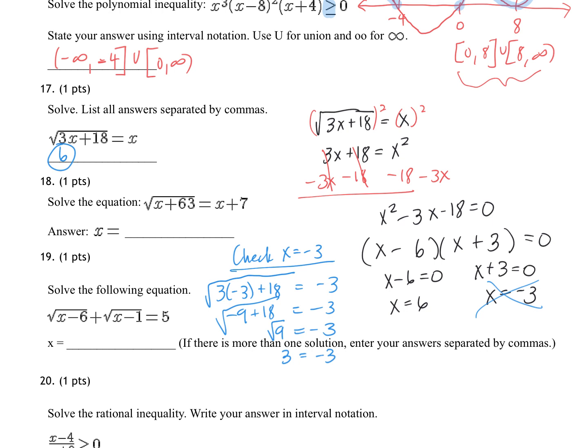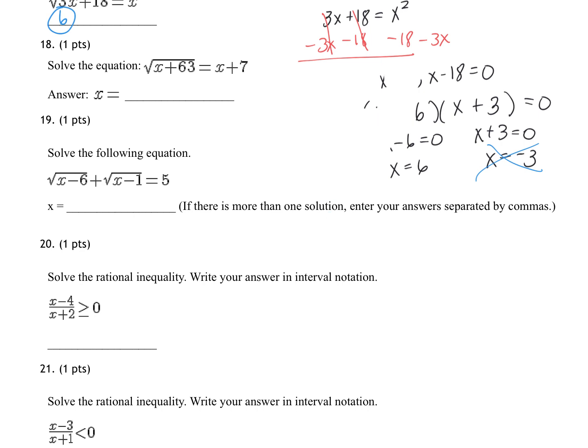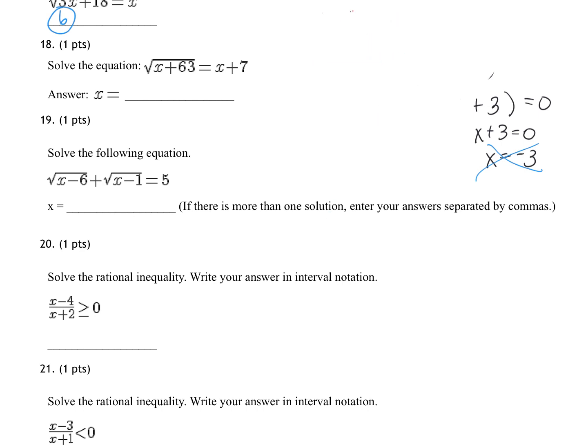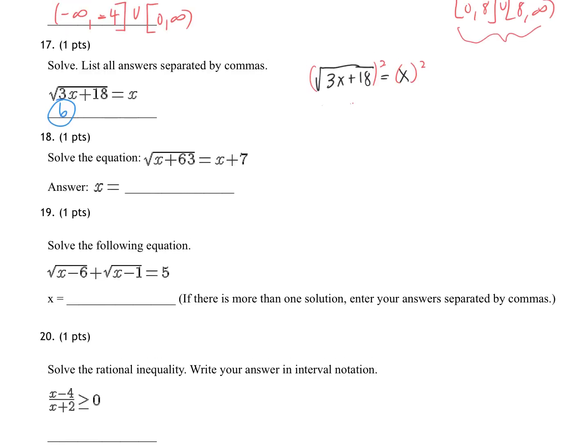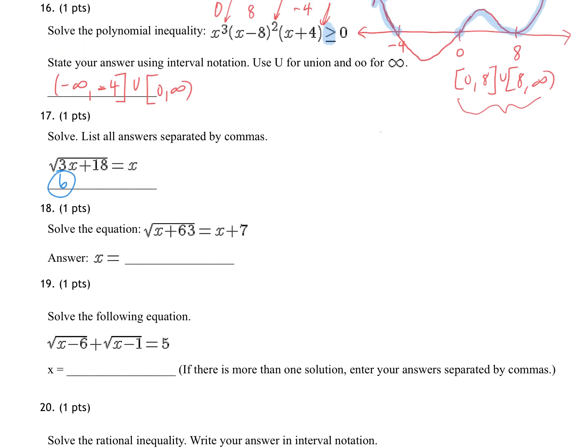18 is going to be very similar. I'm going to skip that one. 19 is different because we have 2 square roots. So I'm going to go ahead and walk you through that. See, we really need some more space here. So let's make that happen.